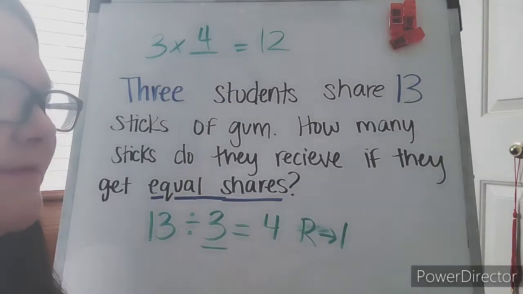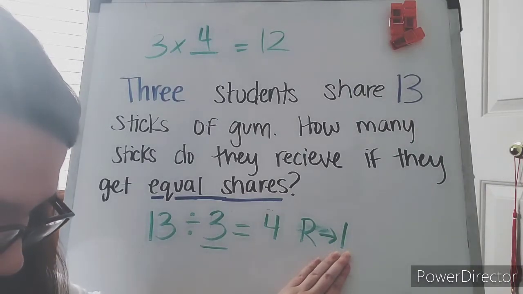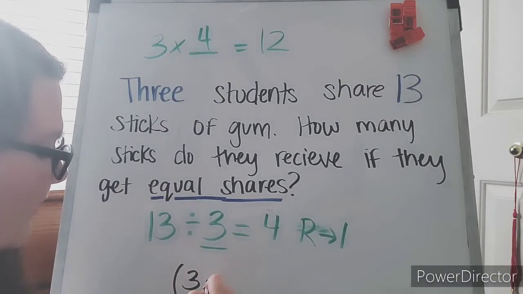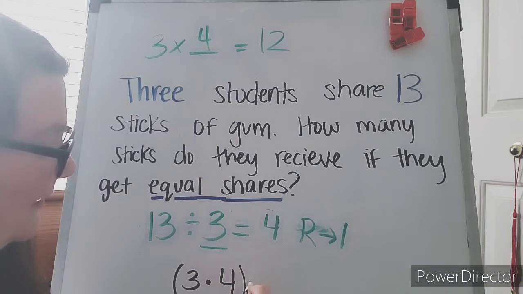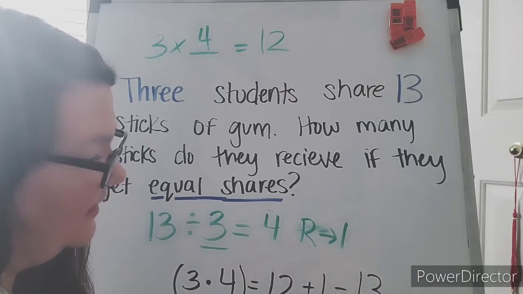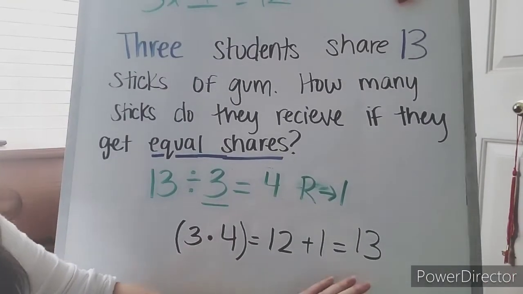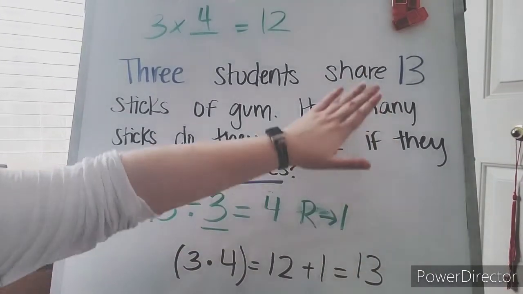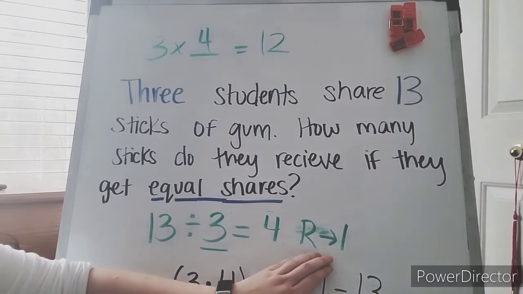I have some sticks of gum left. So that's going to be a remainder. I have 1 left because 3 times 4 equals 12, and then there's 1 left. So now we have 13, which is how many sticks we have, right? So 3 times 4 equals 12, plus 1 remainder equals 13, which is how many sticks we have in our problem. So I know my answer is right, but I have that remainder.